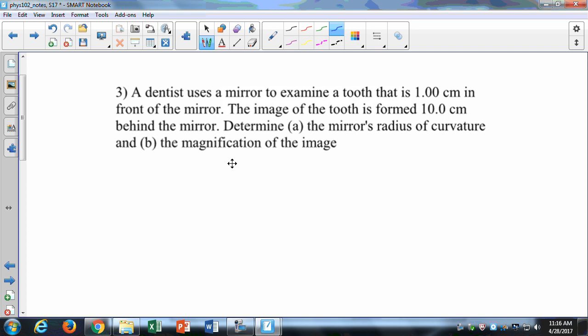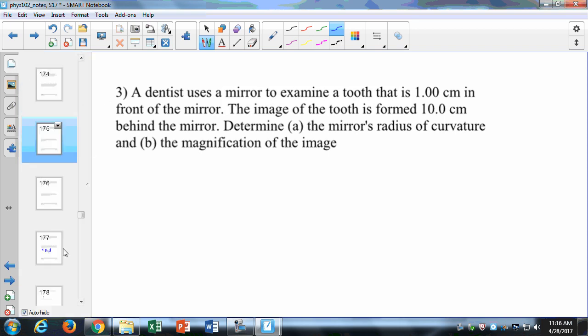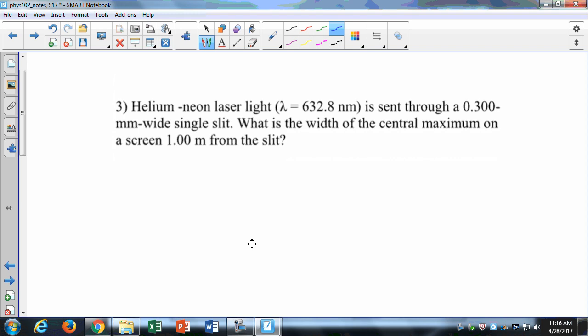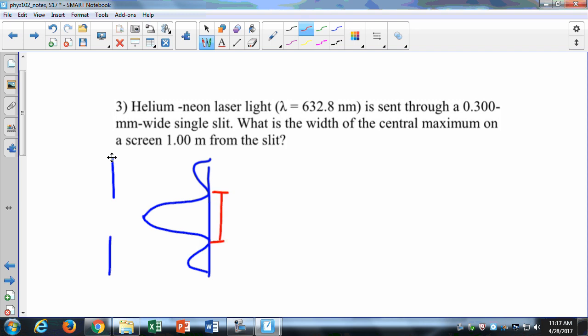On chapter 8, okay. What page is it on? 199. No mirrors at all. Okay, this is a good one. So here, you will see a single slit. What you want to know for this problem is what is this length? What is this distance?